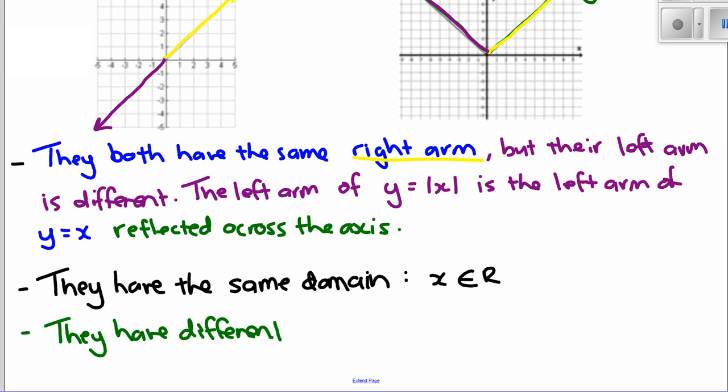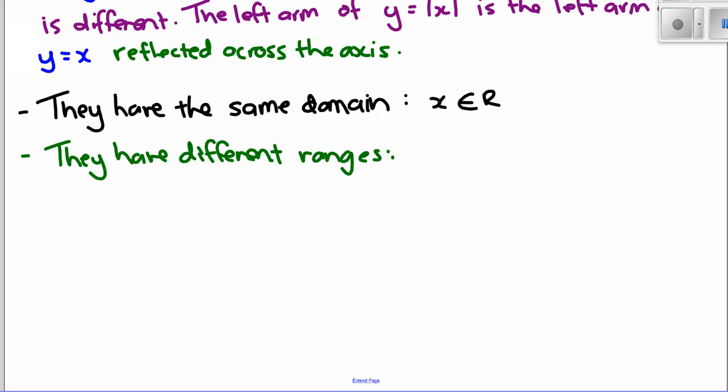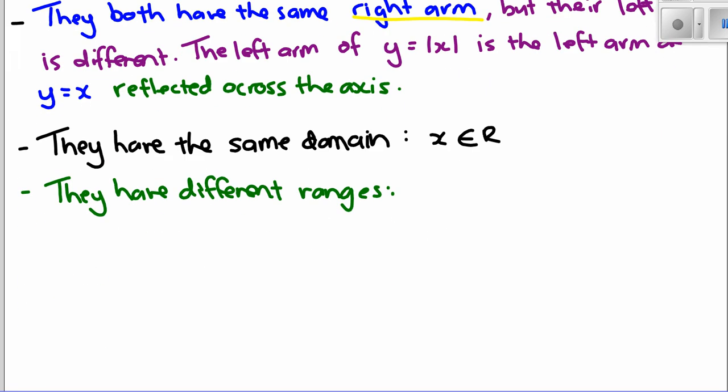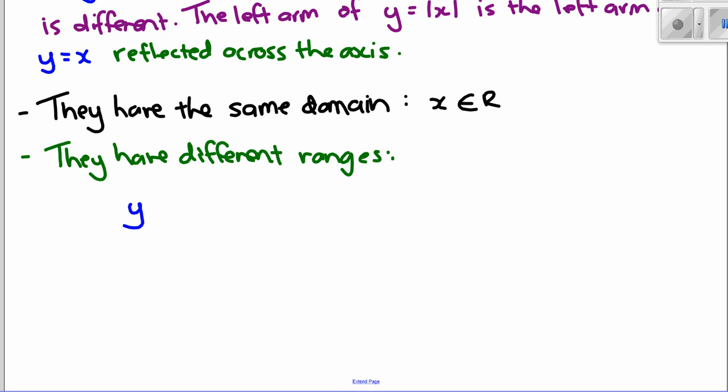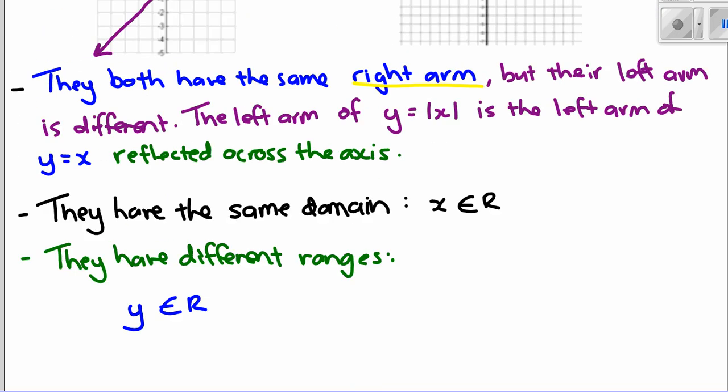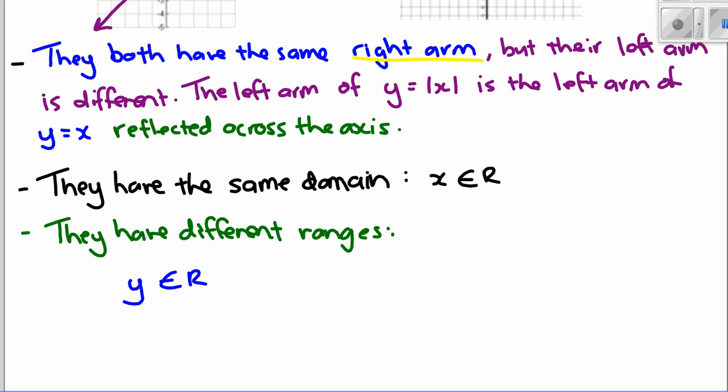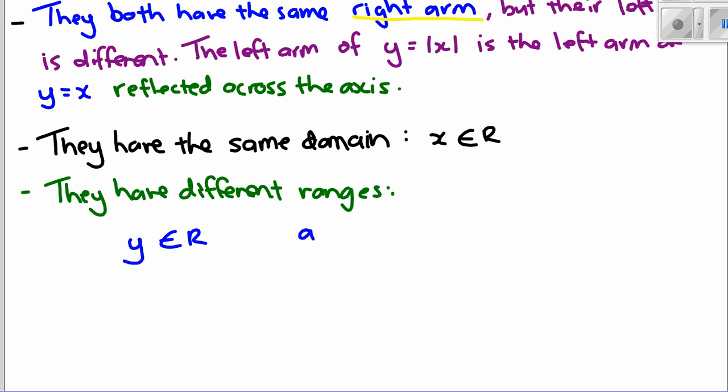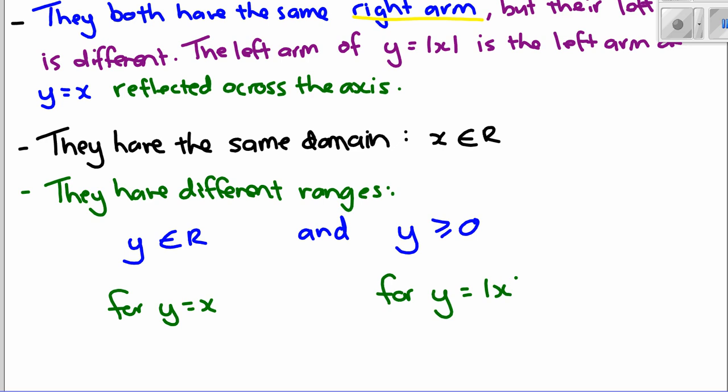So the one on the left, as you can see, it's a linear one, so the one on the left is y is an element of the reals. Whereas the one on the right, y is greater than or equal to 0. So this one was for y equals x, and this one was for y equals the absolute value of x. And that will do, that's plenty of info.